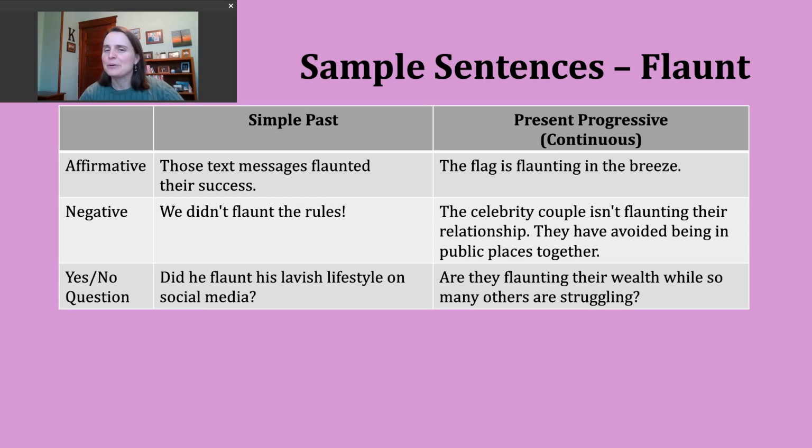Let's take a look at an example. The first affirmative here is, the flag is flaunting in the breeze. That goes back to that third definition. Now let's talk about negative sentences in the present progressive. To do this, again, we're going to pay attention to our subject. We're going to use the form of be that matches, then not, and then the ing form of the verb. You can see this in my example.